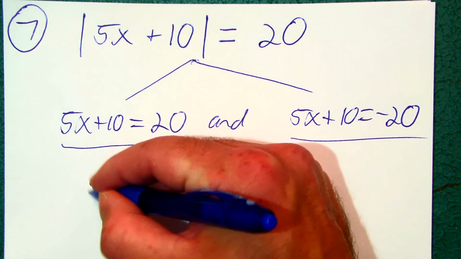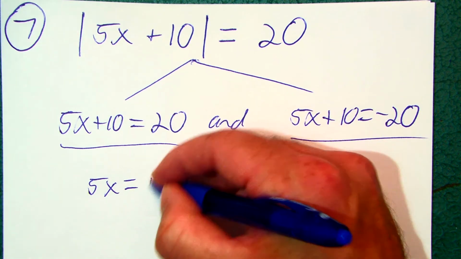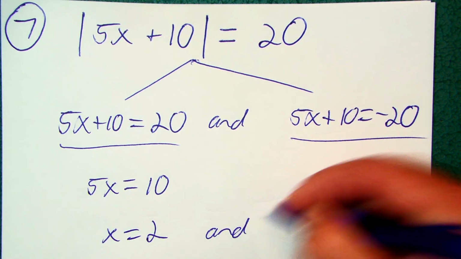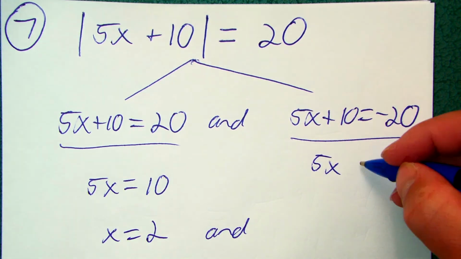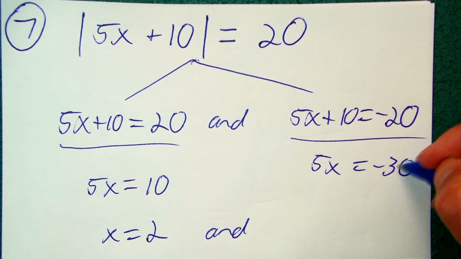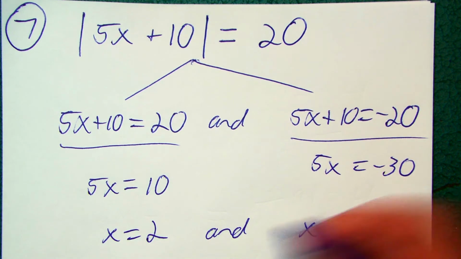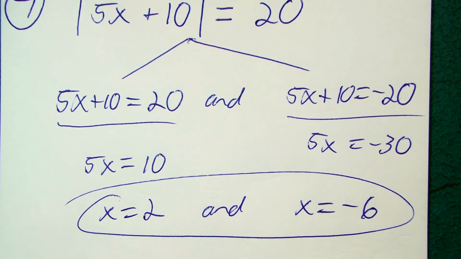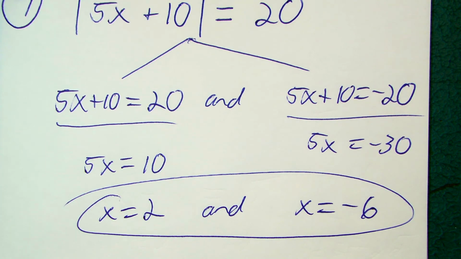So we subtract 10 from both sides. We get 5x equals 10 and x equals 2 then. Over here, we'd subtract 10, and we get 5x equals negative 30, so x equals negative 6. So x equals 2, and x equals negative 6.